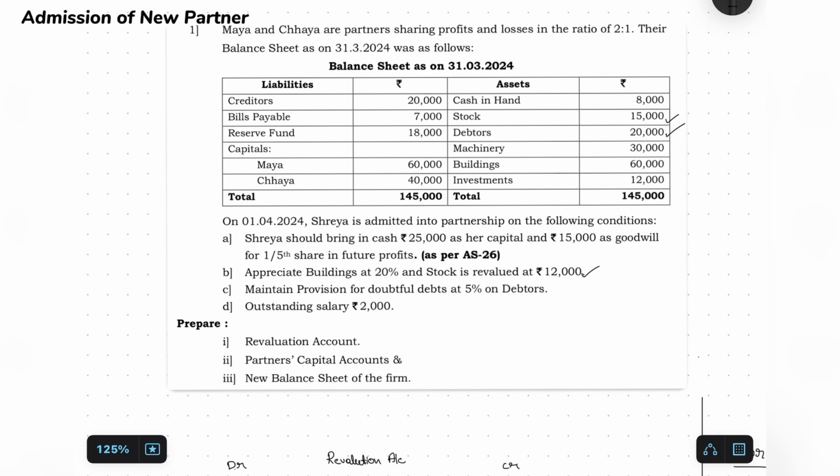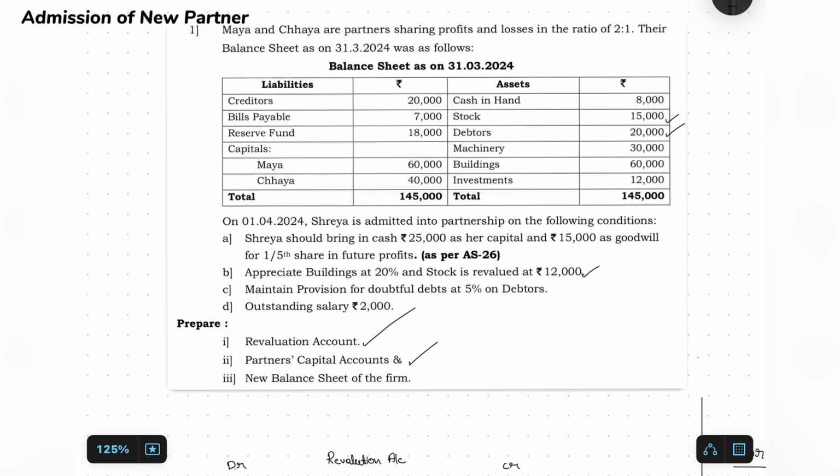Next, we have to prepare the revaluation account, partners capital accounts, and the new balance sheet of the firm. First we'll see what a revaluation account is. Revaluation account means reevaluating all the assets and liabilities based on the current financial position of the firm when I'm going to admit the new partner.